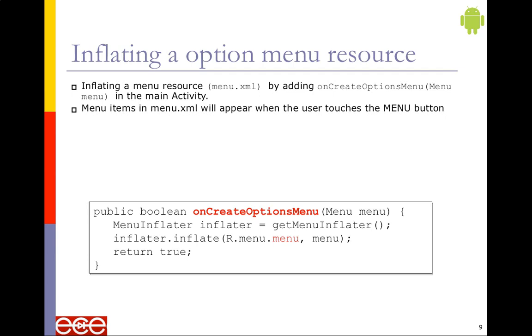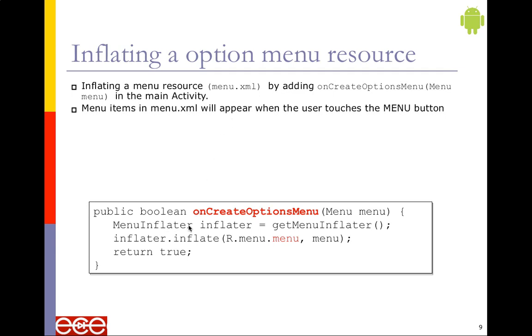So in terms of inflating a menu resource, we can inflate menu.xml, that menu we just saw, in an onCreateOptionsMenu, setting the menu in the main activity, so the items will appear when you touch the menu button. We inflate it the same way we inflate to use, but inside of the onCreate method, we say use this, basically saying you can have multiple different options menus, and this is the one I want to use for this particular onCreate method.